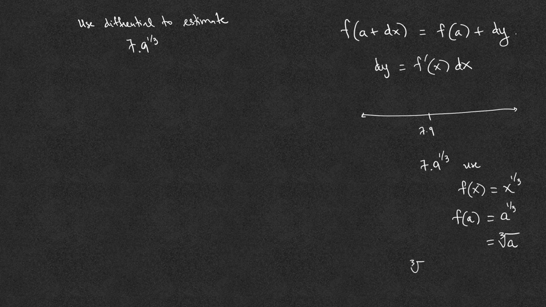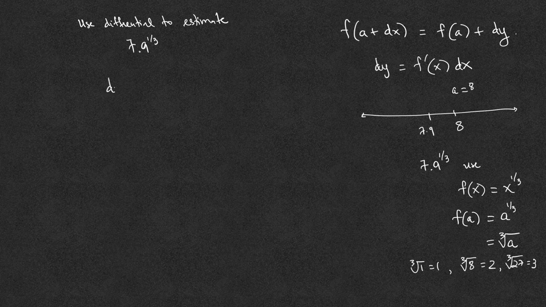The cube root of 1 is 1. The cube root of 8 is 2. The cube root of 27 is 3. The closest one to 7.9 is a equals 8. And so the a that we will be using is a equals 8 in this case.